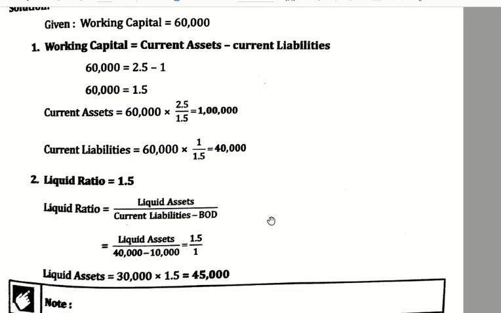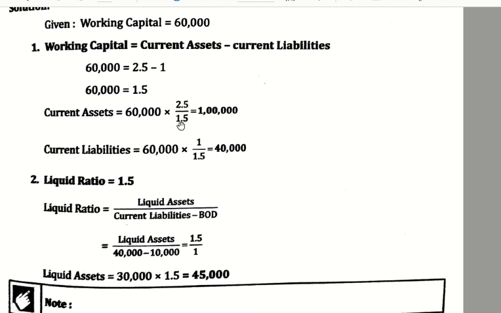So you can find out your current assets and current liabilities using this. Current assets minus current liabilities, they have given the ratio of 2.5 to 1. So 2.5 minus 1, which is equal to 60,000. So your current asset is equal to 1 lakh and your current liability is 40,000.